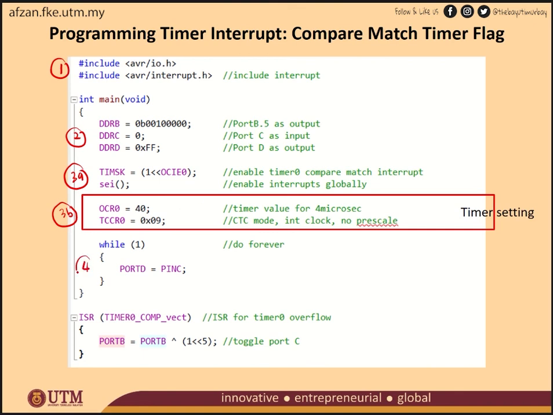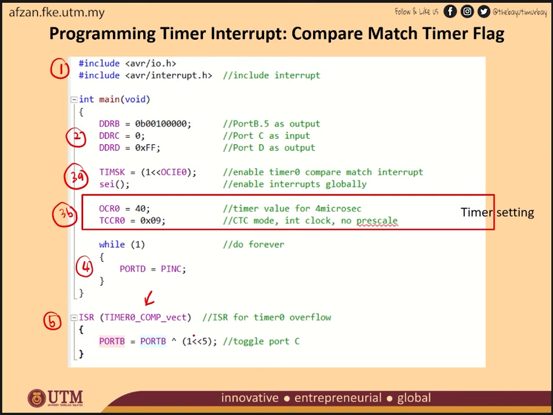Step number 4, PORTD equals PINC, which means you want to read the value from PINC and send it to your PORTD. And step number 5, create your ISR, and make sure that the ISR name is correct. It is different here, because we use the compare match or CTC mode, so TIMER0_COMP_vect.